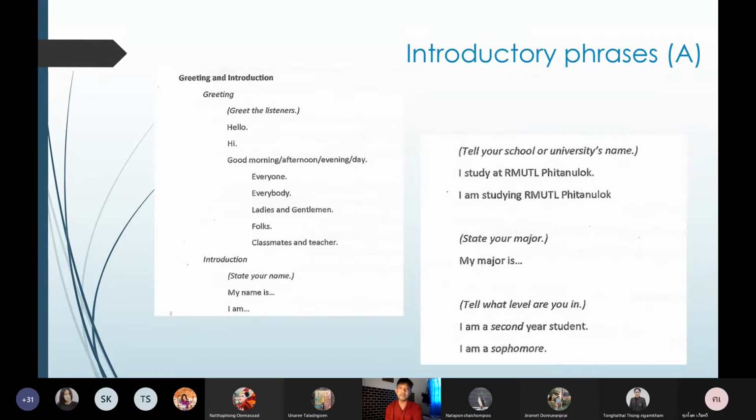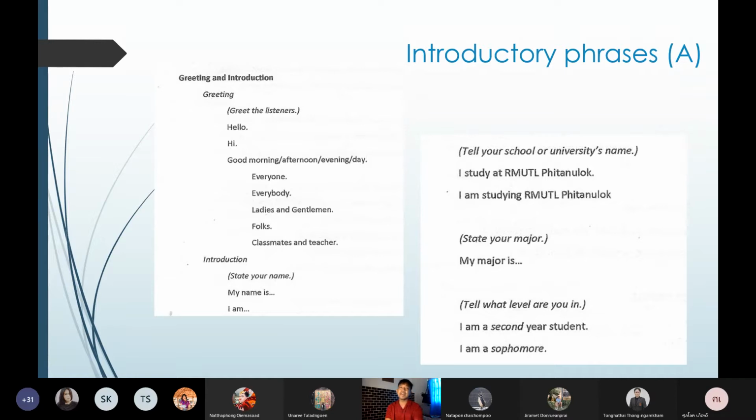Okay, so let me just repeat them to you. Greeting, for example, good morning, everyone. Or you could say, hello, good morning, everybody. I'm using them randomly. You could use any of those greetings. Depending on your audience, if it's formal, then you could use good morning. If it's semi-formal, then you could say hello. Or if you mix them together, then it's also better. Like hello, good morning, everybody. Hello, good afternoon, ladies and gentlemen.